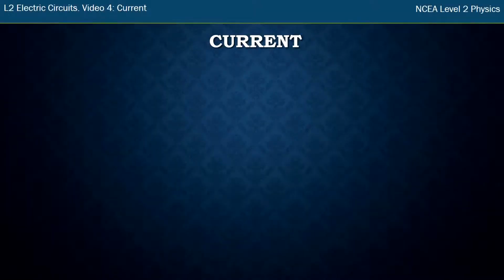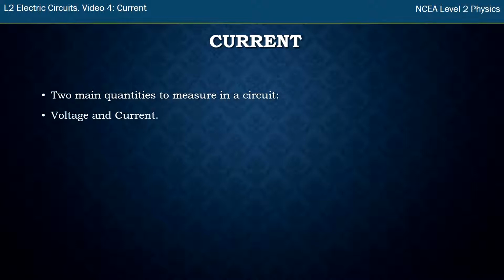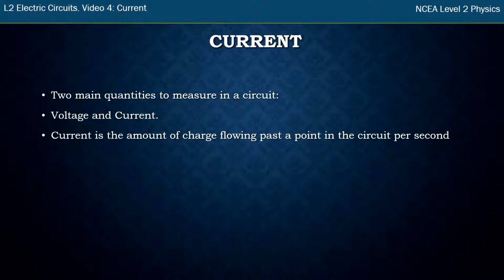This is the fourth video in the electric circuit series where I'm looking at electrical current. As in the last video, we talked about the two main quantities we can measure in a circuit, and they are voltage and current. Whereas voltage was a measure of the energy per group of charges, current is the amount of charge flowing past the point in a circuit per second.